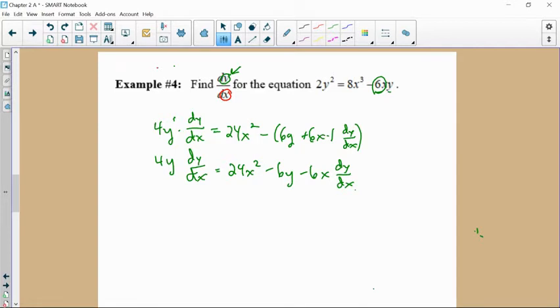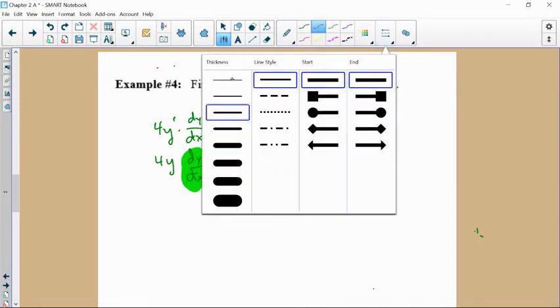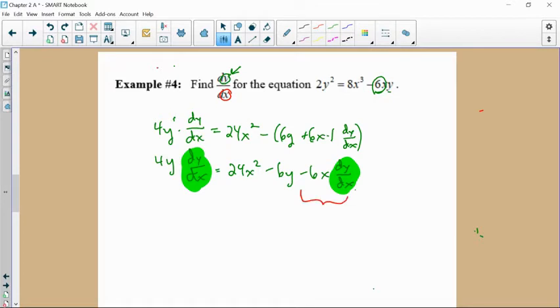Okay. And again, remember, when you do the derivative of x and you're not doing anything with the derivative of y, then you don't need the dy dx. You only need dy dx when you're taking the derivative of a variable expression that has y. Now, here are two terms that have dy dx. I want to put them together. So I'm going to take this term here and add it to the left, and that way I've grouped the things that have dy dx together.